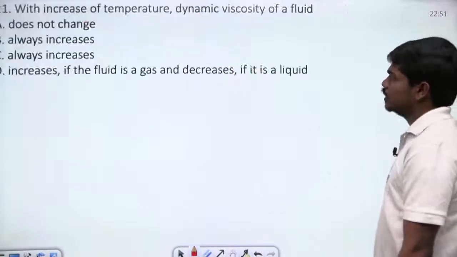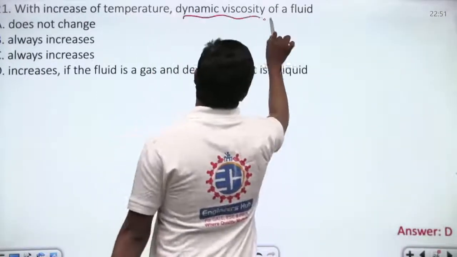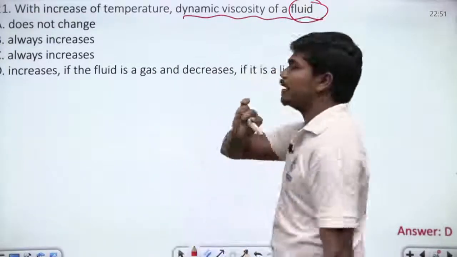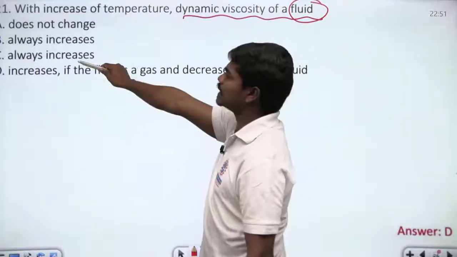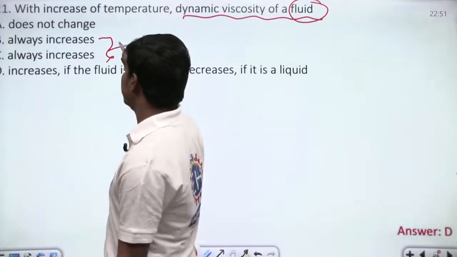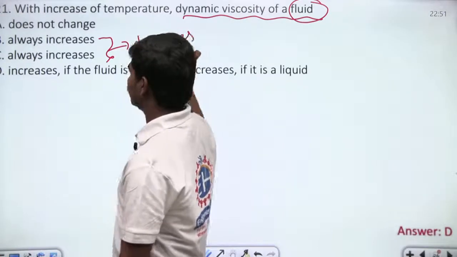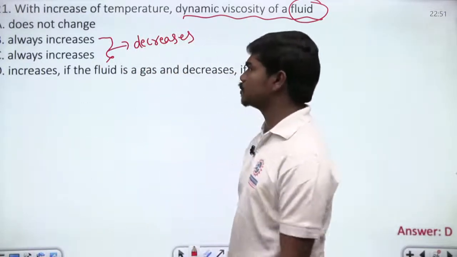Okay, so next, 21. With increase of temperature, the dynamic viscosity of the fluid. This term has to be noted. If it's given liquid, then definitely decreases is the correct answer. And I think one of these options should be decreasing. One should be decreasing because both options can't be the same. So one option out of these two will be increases and the other option will be decreases.